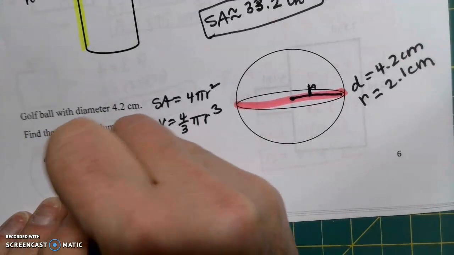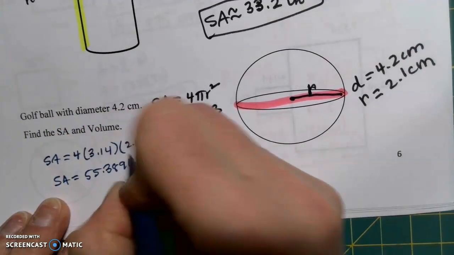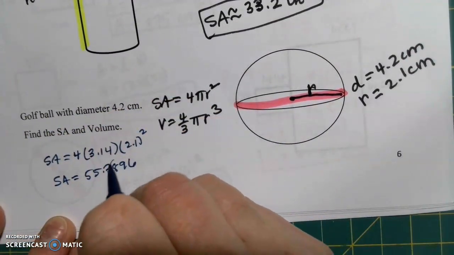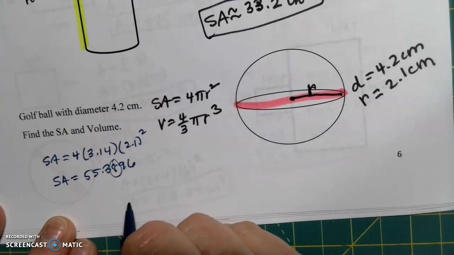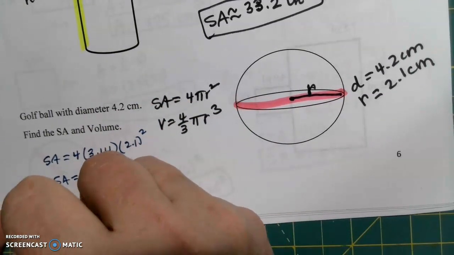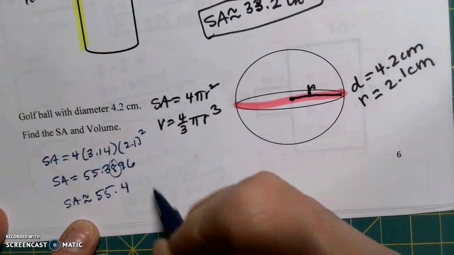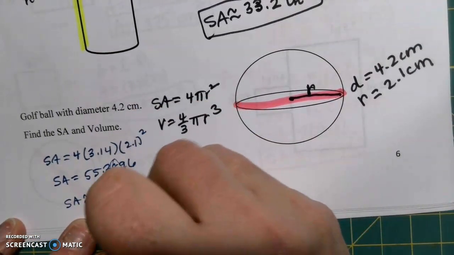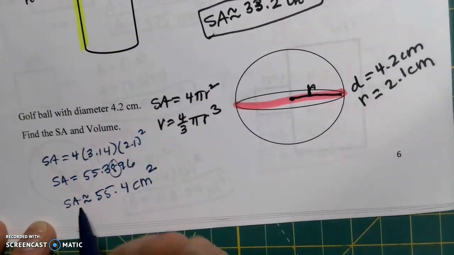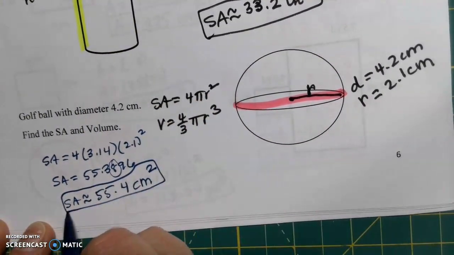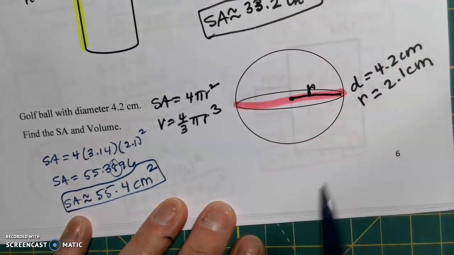And it's going to give me 55.3896. And again, round to the nearest tenth. So I look at the hundredths place. That tells me to round up. So surface area is approximately 55.4. And then centimeters squared, because it is an area measurement. We're covering the sphere. We're painting it.